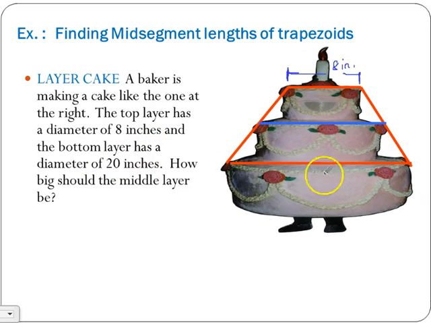And the bottom layer has a diameter of 20 inches. How big should the middle layer be? So we were given the length of our two bases, and we need to find the length of our mid-segment, because that's what the mid-segment is right here.